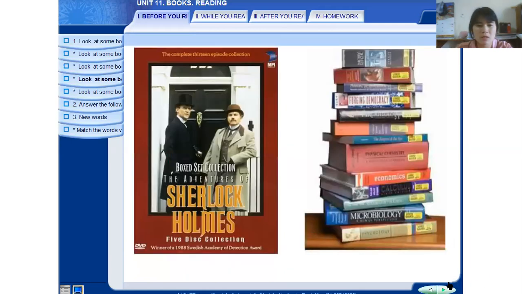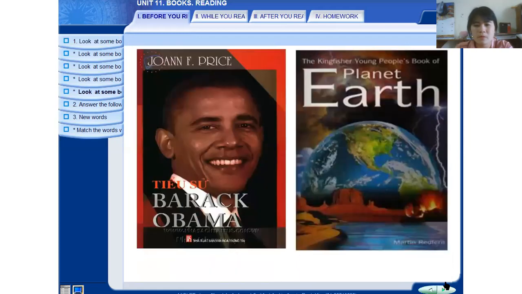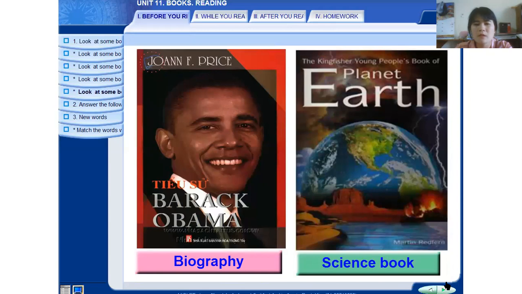The next, the title Sherlock Holmes. Sherlock Holmes belongs to detective stories. And here, a textbook that is used for students. The students use this book for improving their knowledge. And here, the title says Barack Obama. It belongs to biography. This can be a science book investigating the earth.